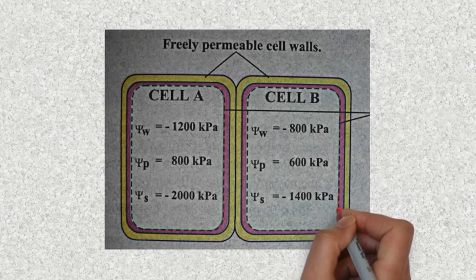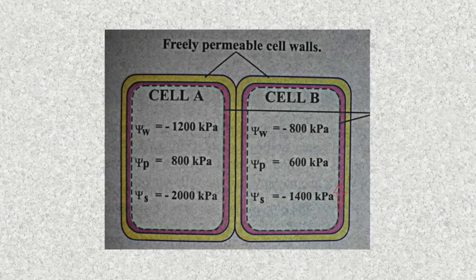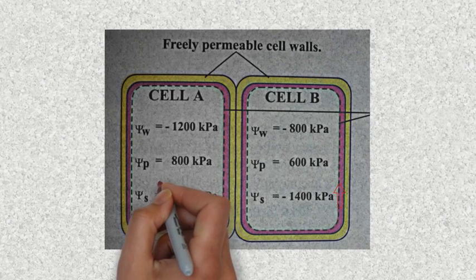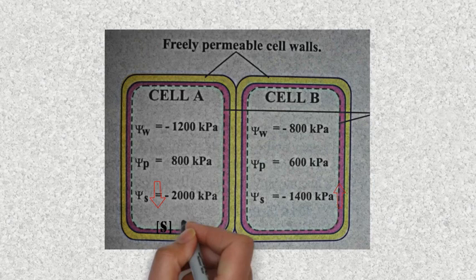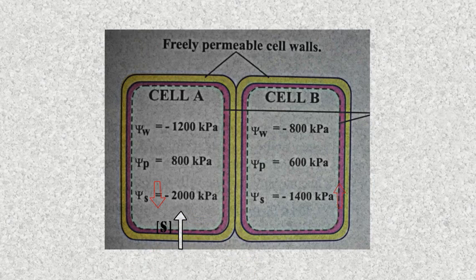It goes without saying that cell B has a higher value of solute potential and cell A has a lower value of solute potential, because negative 2000 is a more negative value, so it is a lesser or lower value. Now if the solute potential of cell A is lower, this automatically tells us that the solute concentration in cell A will be higher and the solute concentration in cell B will be lower.